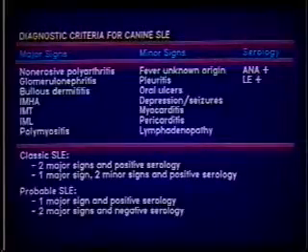Minor signs would be fever, pleuritis, oral ulcers, depression or seizures, myocarditis, pericarditis, or lymphadenopathy. Serology would be a positive ANA or anti-nuclear antibody test or a positive lupus erythematosus cell test. To make a diagnosis of classic SLE, all you need is 2 major signs and a positive serology.